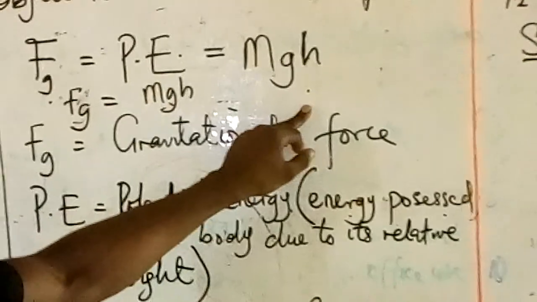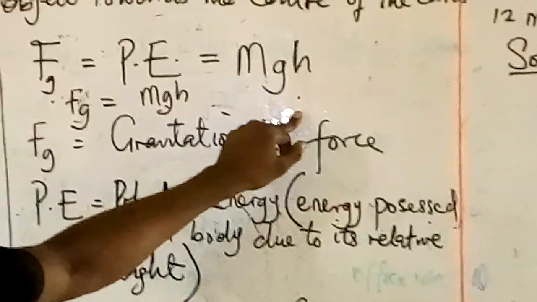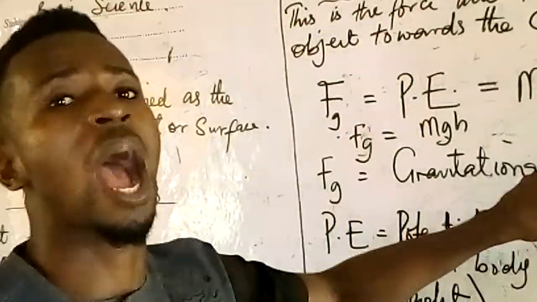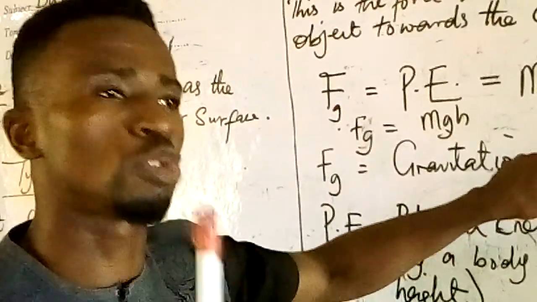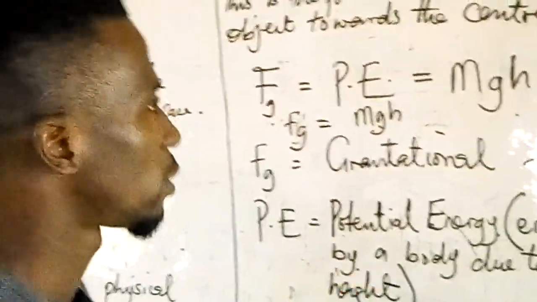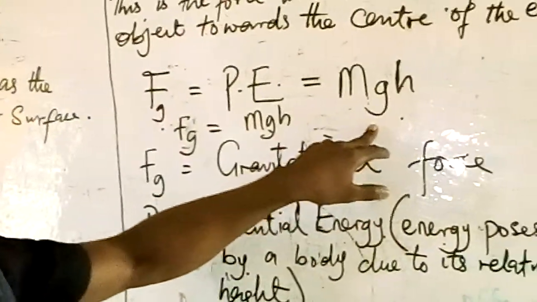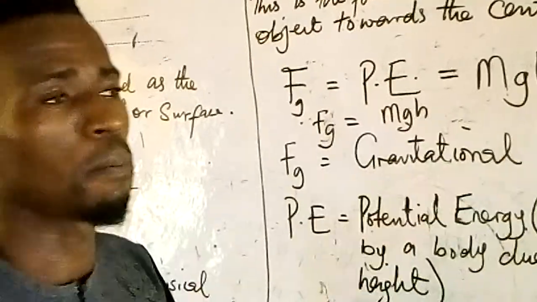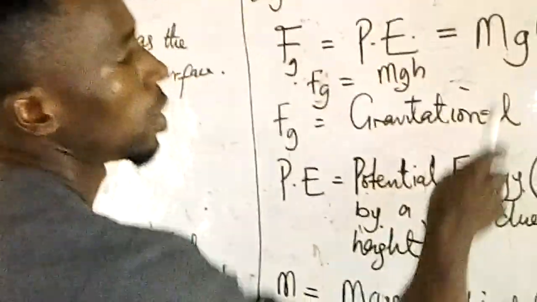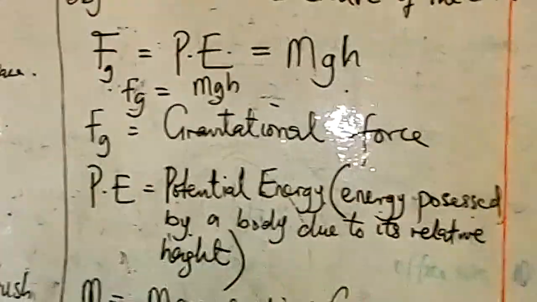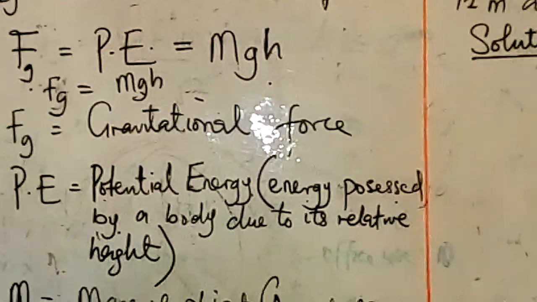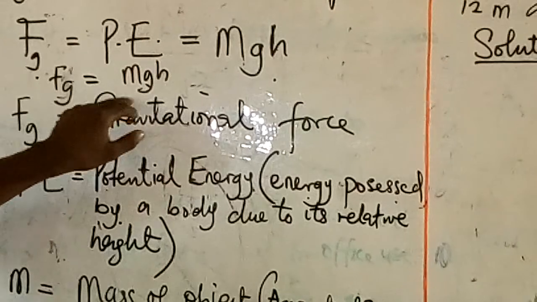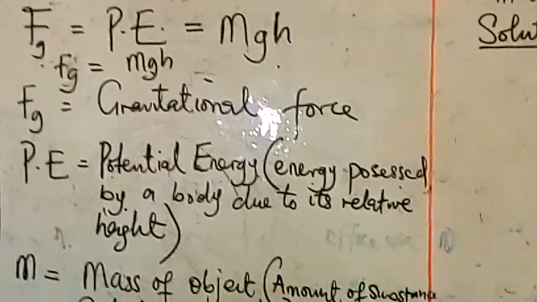It's a constant. It doesn't change. It's always known to have a particular value. And that value is 9.8 or approximately 10 Newton per meter squared. Just like your pi is 22/7, g is 10 Newton per meter squared. And your h is the height of that body. So, force of gravity is equal to mgh.